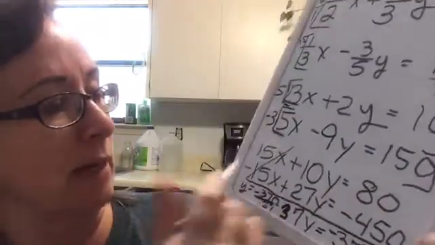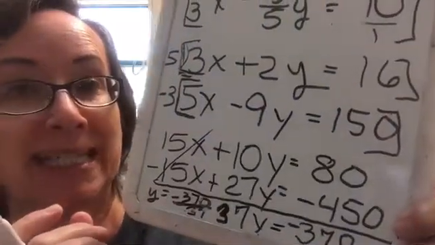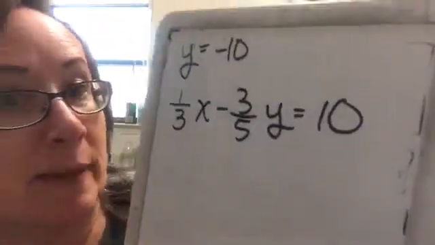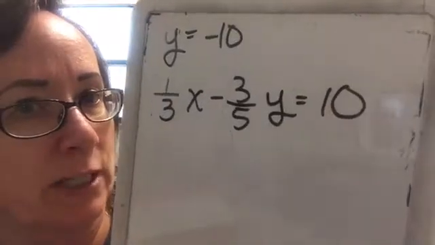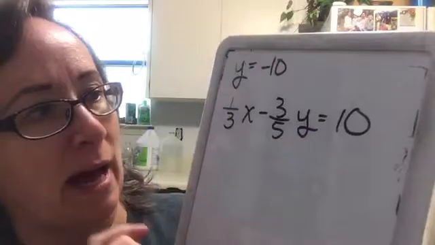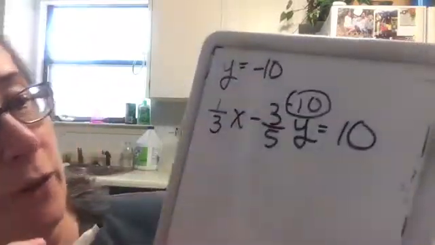I think I erased that a little bit. Negative 370 divided by 37, which is negative 10. So y is negative 10, and we'll come back and finish. So this one was my second original equation. So we're going to plug in a negative 10 right here for the y.